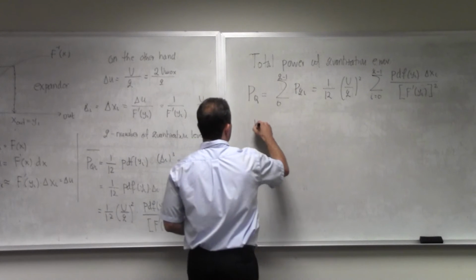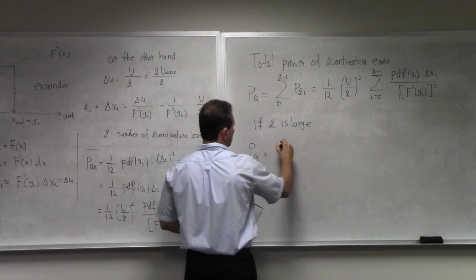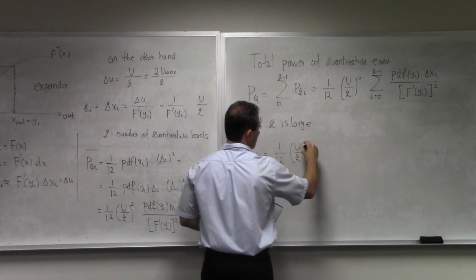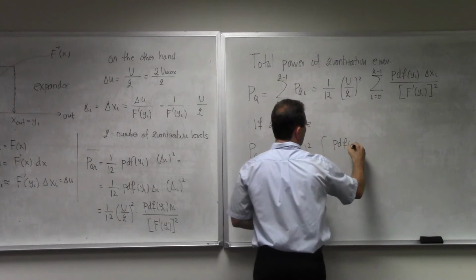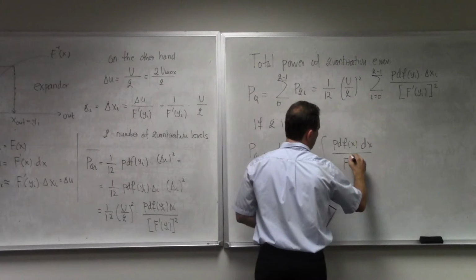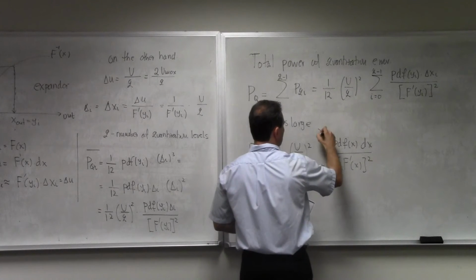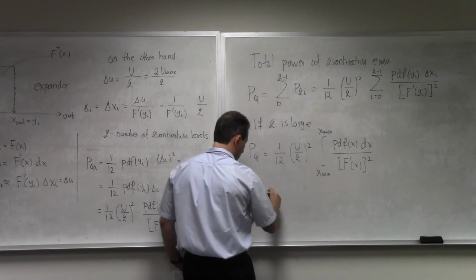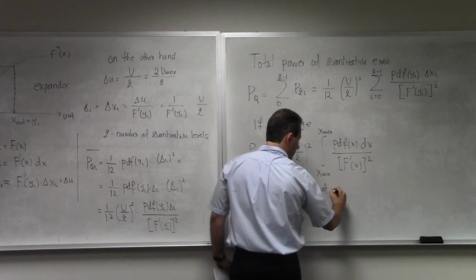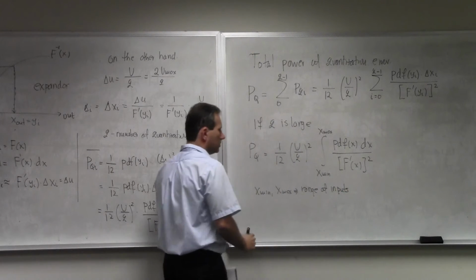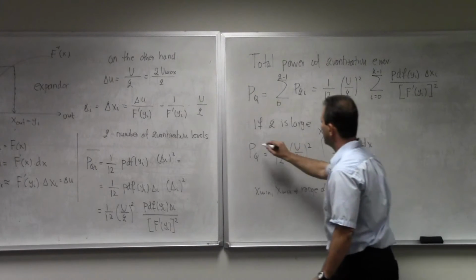So if Q is large, which is usually the case, then the power of the quantization error becomes 1 over 12 times u over q quantity squared, times an integral, and then all of these become continuous variables. So this is PDF of x dx, divided by f prime of x quantity squared, integrating from x min to x max, where x min and x max are the range of inputs, assuming that they all fit in the range of the quantizer. So this here is a general expression. This is what we are after.